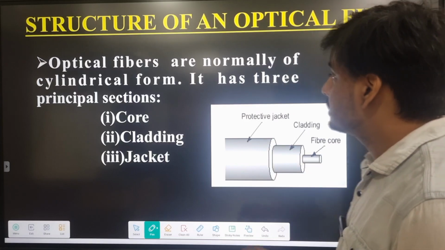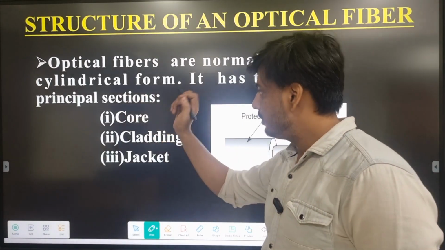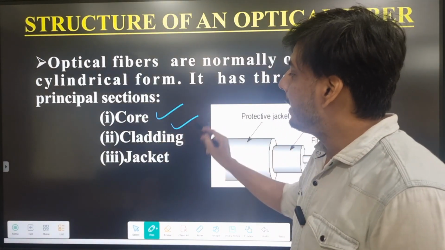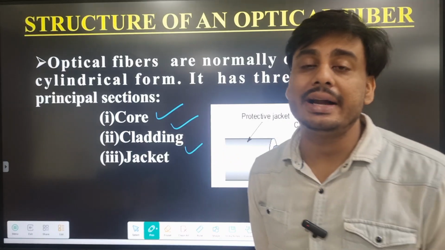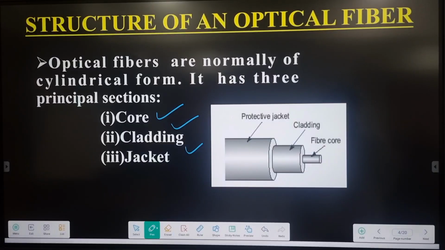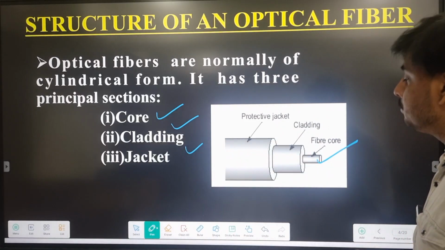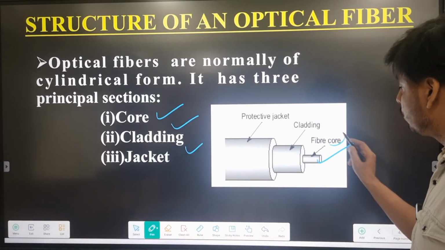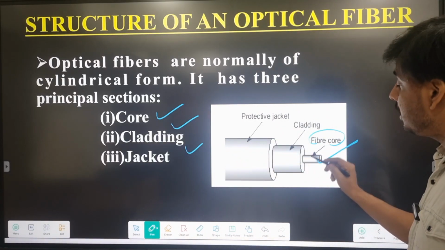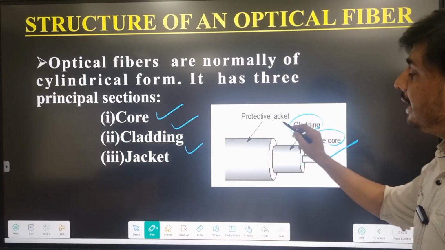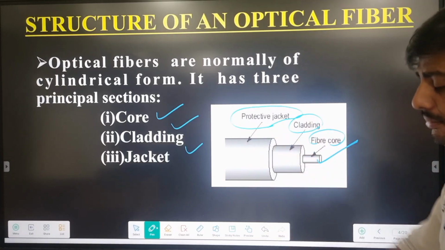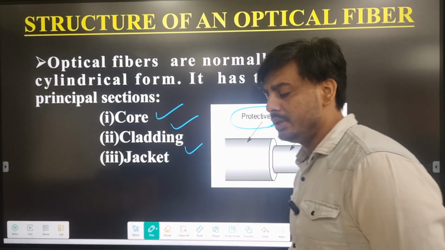So optical fibers are normally cylindrical in form, and the three main parts are core, cladding and jacket. From this diagram you can see the central part of the optical fiber is said to be the core, then the covering of the core is said to be the cladding, and the outer layer is said to be the protective jacket, or normally it is said to be only the jacket.